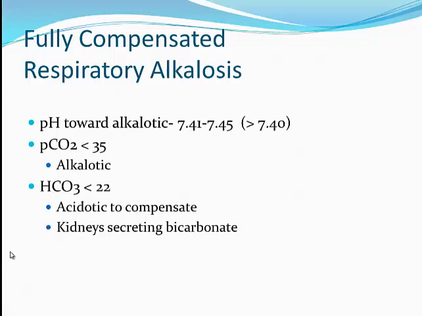Fully compensated respiratory alkalosis, our pH is 7.41 to 7.45, so we are on the alkalotic side. Our PCO2 is less than 35, so we're alkalotic or on the base side. Our HCO3 is less than 22. We have now become acidotic with the bicarbonate, and this is to compensate. The kidneys are secreting bicarbonate. Because two of our levels are on the alkalotic side, we're going to call this fully compensated respiratory alkalosis.